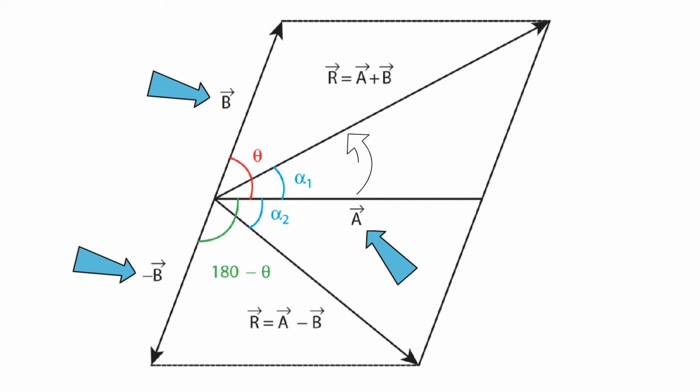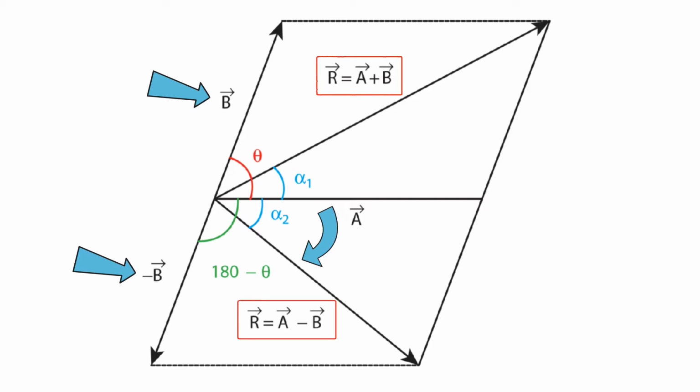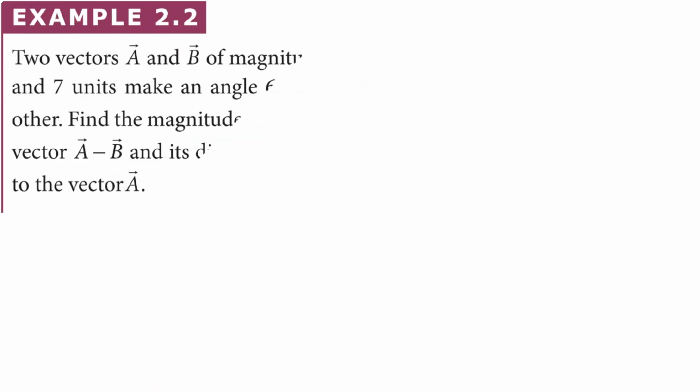If an angle A increases from its initial position, it means that something was added to A. But if the angle decreases, only then it would mean that something was subtracted from it. So this vector A should be moving in this direction if it's being subtracted. Okay, let's just take a look at an example.